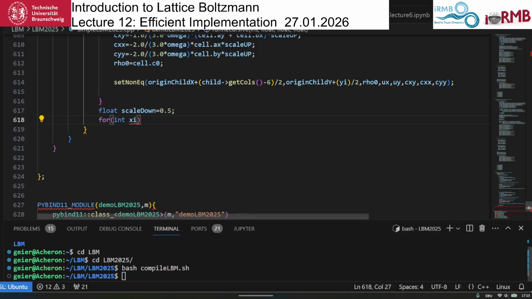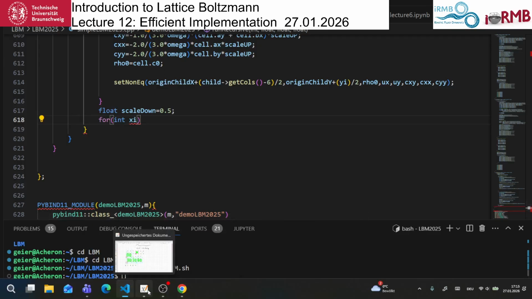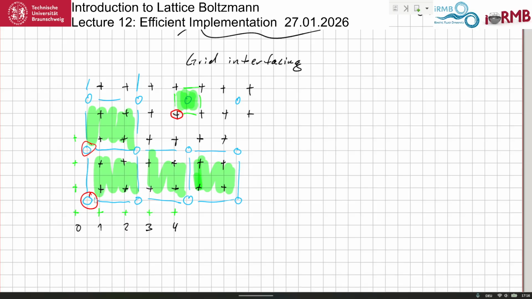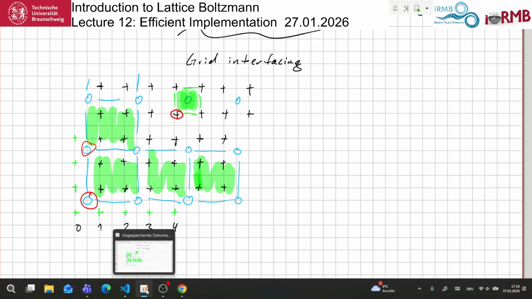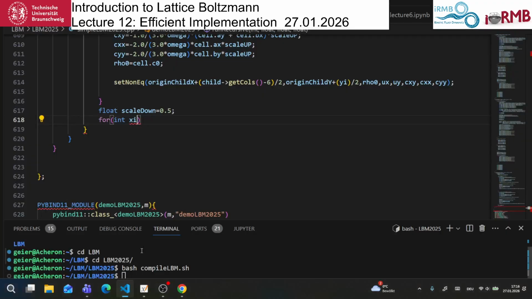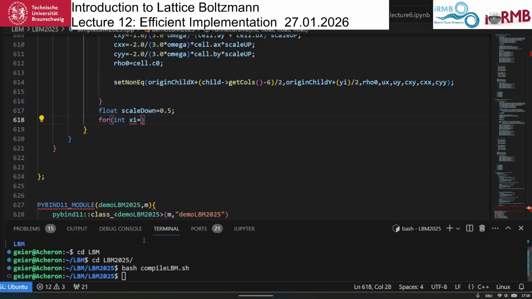So the coordinates where we start from. This here is coordinate 0, this here is coordinate 1, and this is where we want to be. So I'll start with xe equal to 1. Then xi is smaller equal.